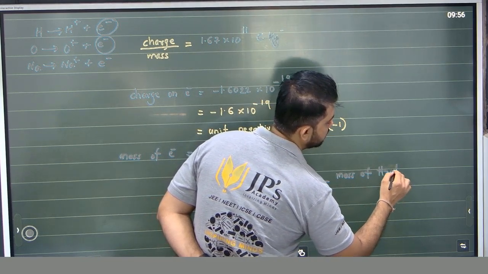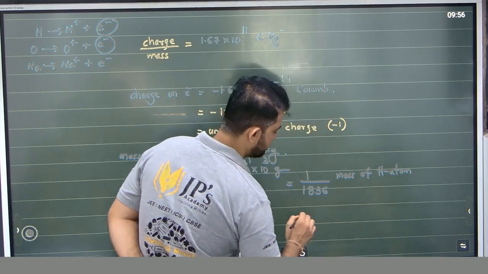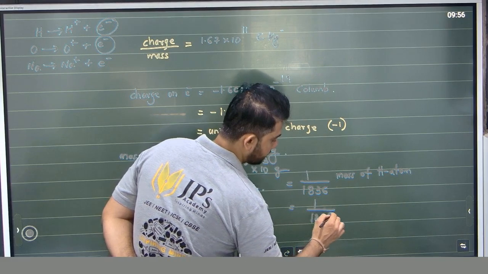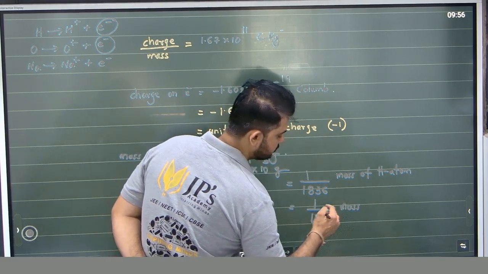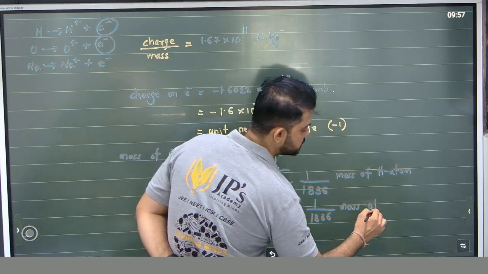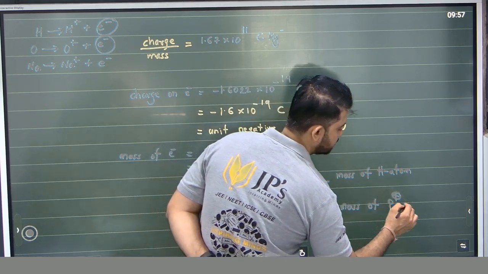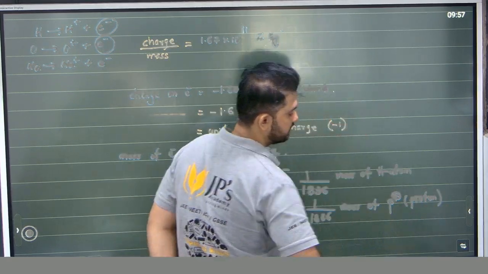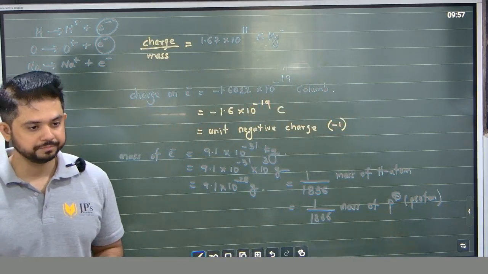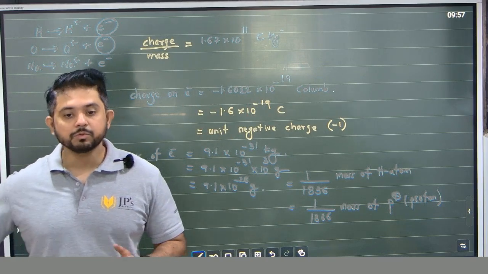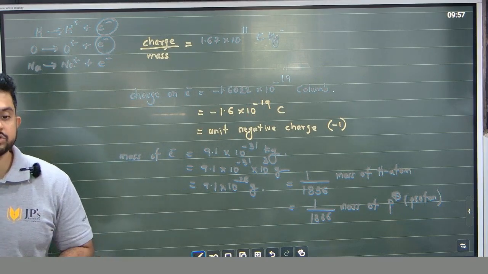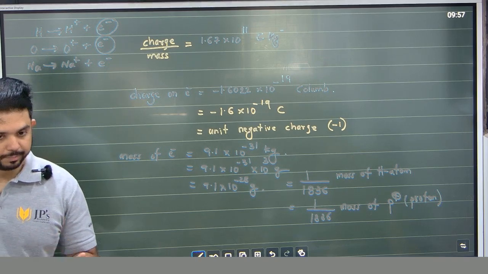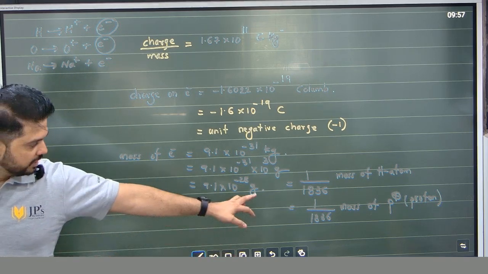Later when we discover the proton, we will find out that this is 1836 times lighter than a proton. So what was discovered was something almost 2000 times lighter than the lightest known element. It was a really big discovery back then. So add these two points also.